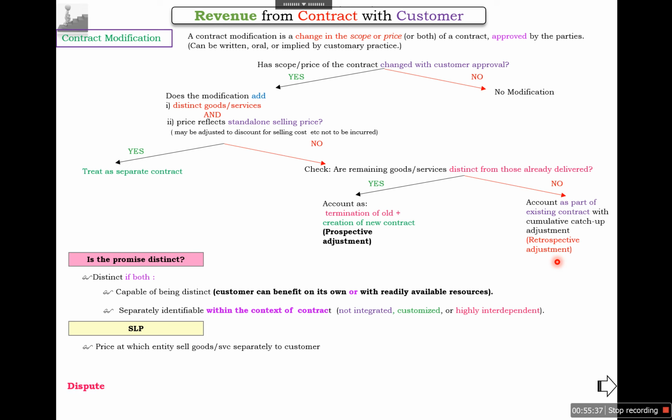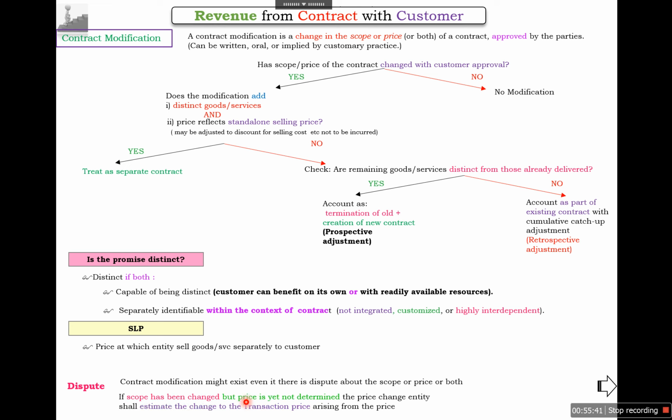So next is if there is a dispute. A contract modification might exist even if there is a dispute about the scope and price. And if the scope has been changed but the price has not been determined, the entity shall estimate the change to the transaction price arising from the change, and based on that it will book its income. So let's discuss some examples related to it. It is a very good and complex concept.